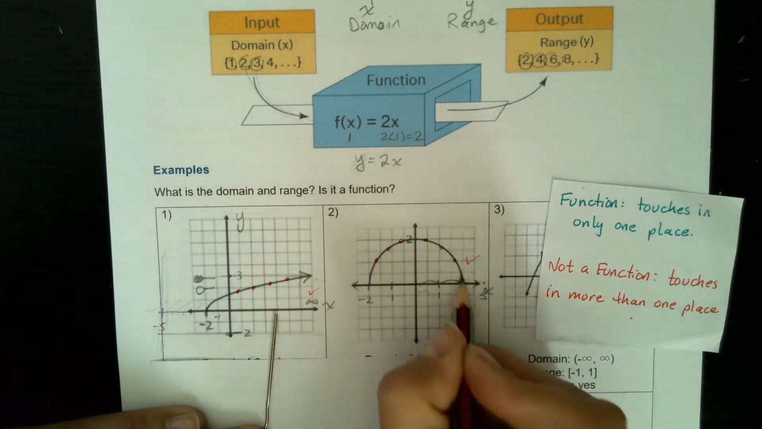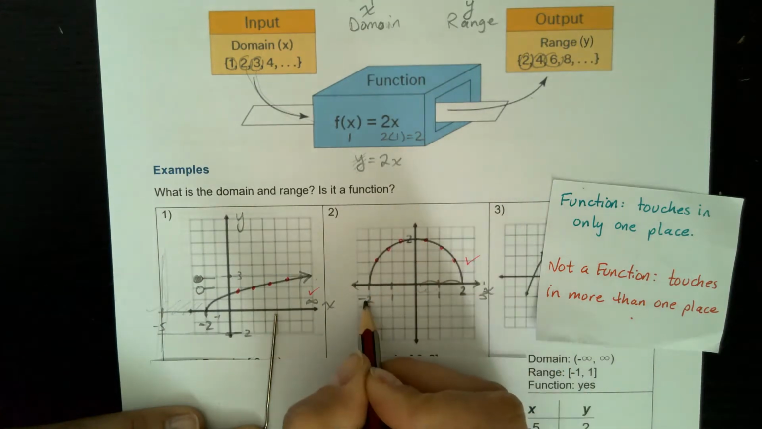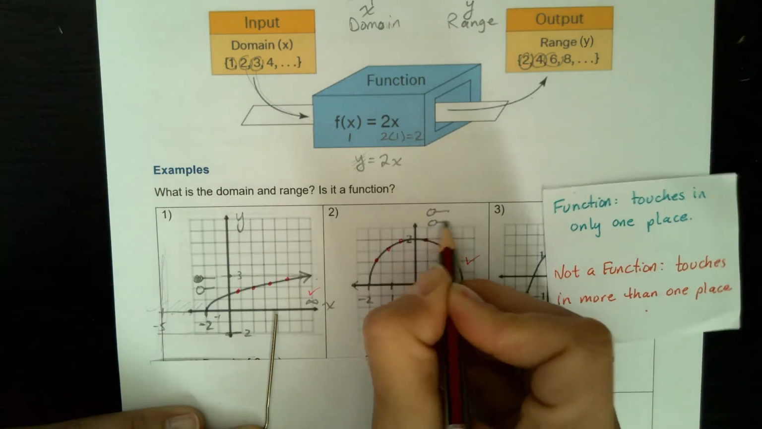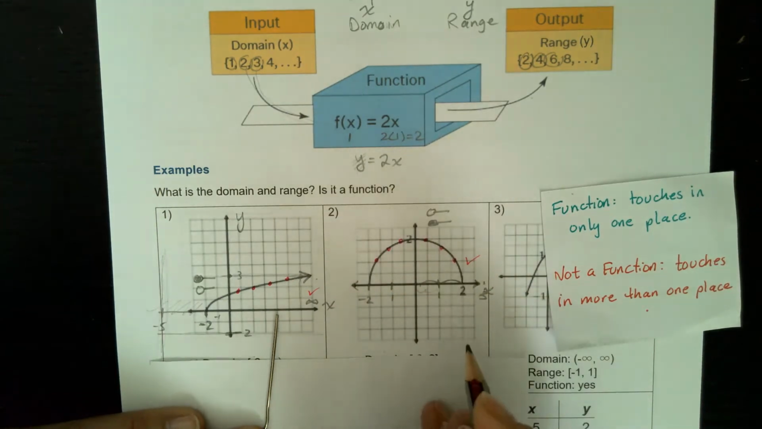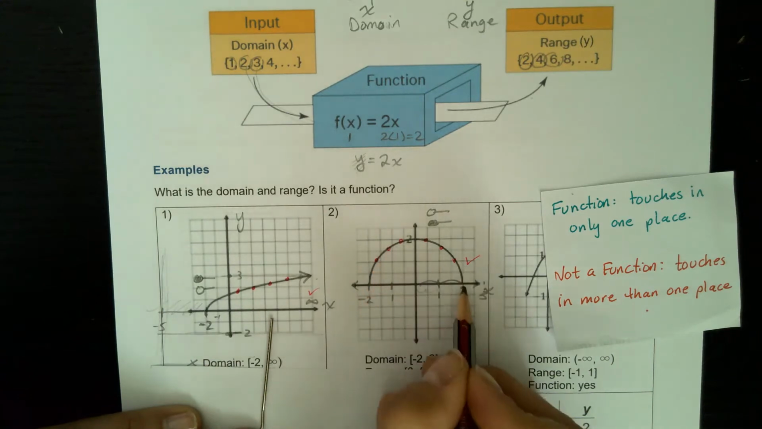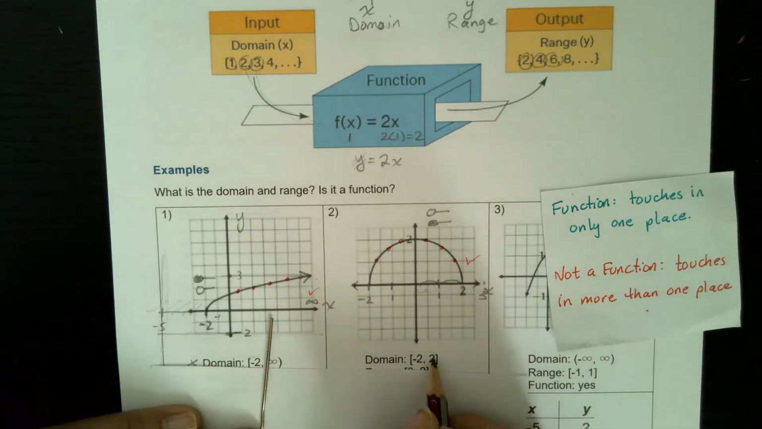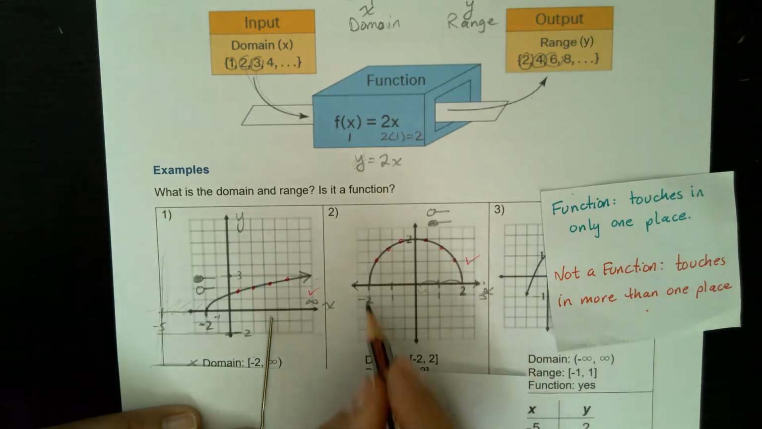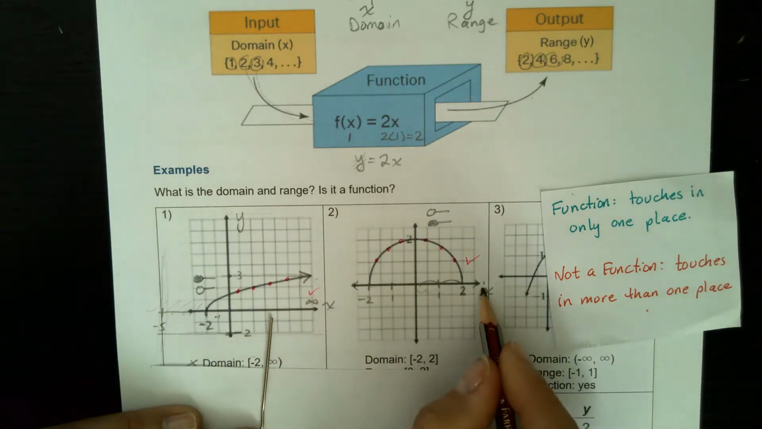This half a circle only exists between -2 and 2. And remember, because there's no open circle or closed circle, I'm going to use square brackets because it means that by default it exists at that point. Okay? So this graph, this half a circle, only exists between -2 and 2 on the x-axis.